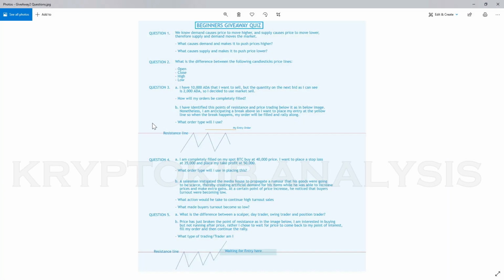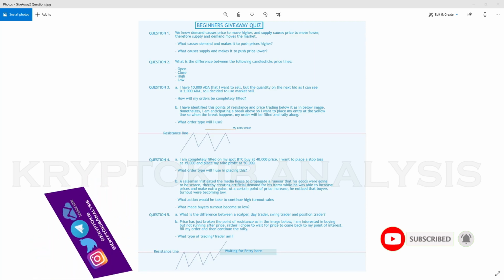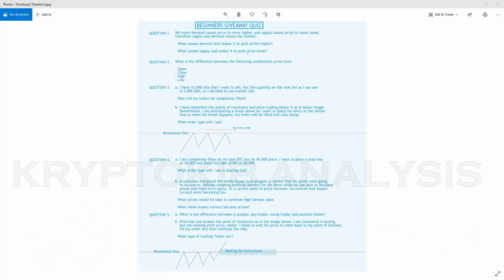The first question is, what causes demand and makes it put prices higher? This is quite a simple one. As we all know, when there is demand, price rises, right? But if there are no willing buyers at those higher prices, demand won't do anything.